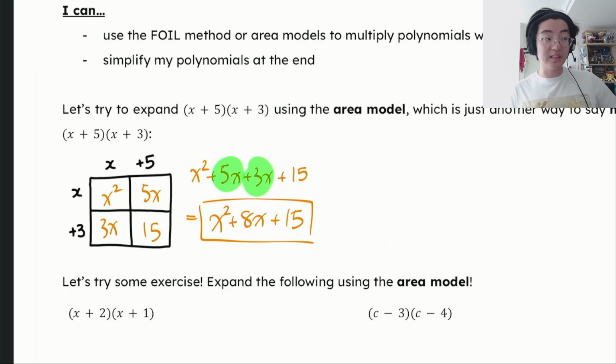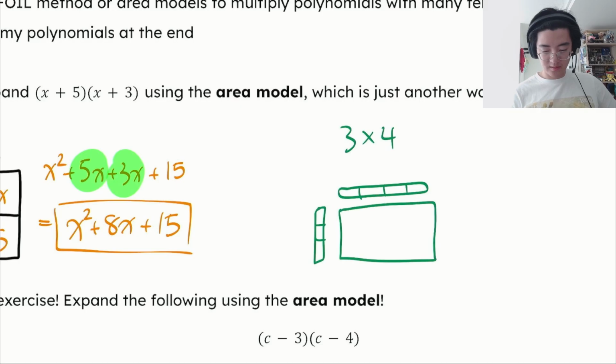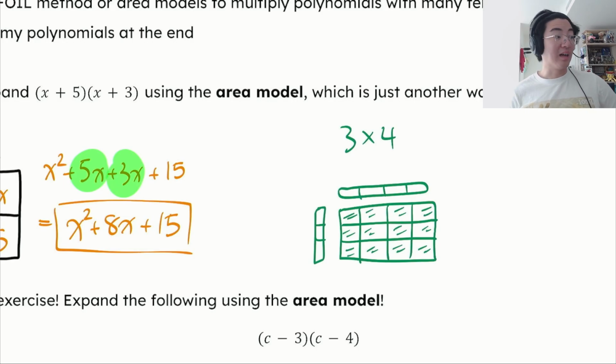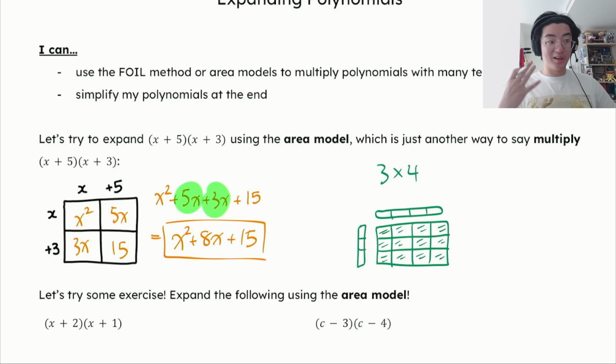Again, this is exactly how we do multiplication. Let's say 3 times 4. It's pretty much multiplying 4 blocks and then 3 blocks, and then just multiply like this. Then we have 4, 5, 6, 7, 8, 10, 11, 12. So this is just like how we do multiplication, and this is how we are doing it with polynomials as well.